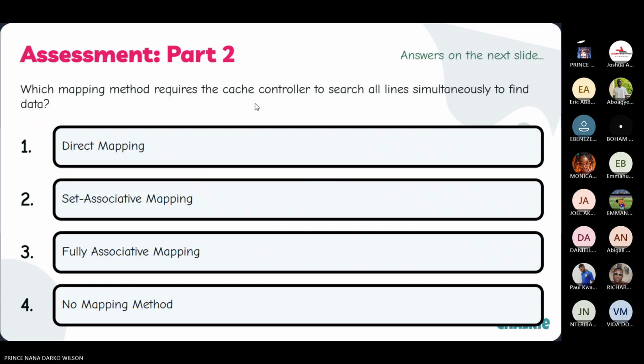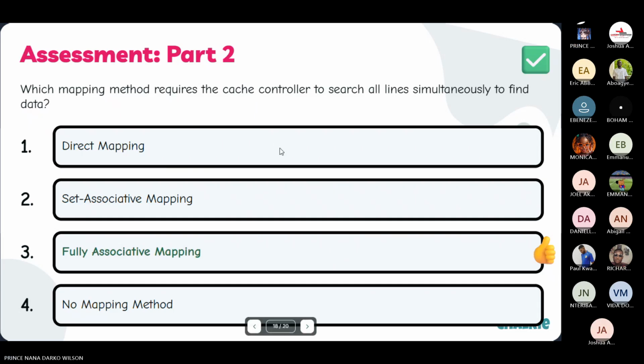Fully associative. The fully associative. So it makes the control units do over time. That's right. Yes. Set-associative mapping. Set-associative, eh? So then the correct answer is actually fully associative.